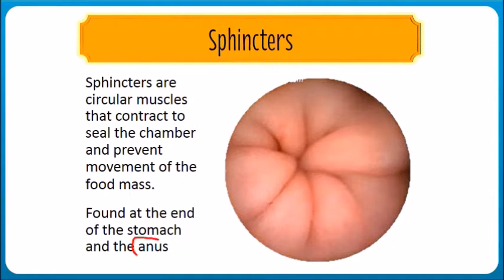As you see here, the sphincter, as well as being found at the end of the stomach to stop the food moving out of the stomach into the next part, there is also a sphincter at the anus to stop the feces from passing out of the anus at the end. Rather, you have to relax that sphincter muscle in order to allow the feces to pass out and into the toilet.